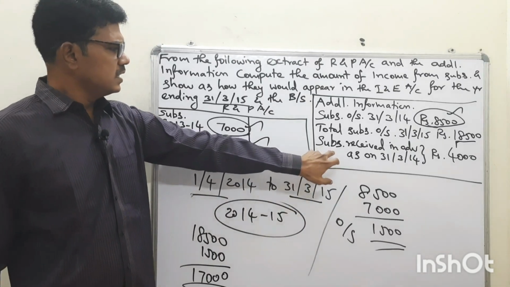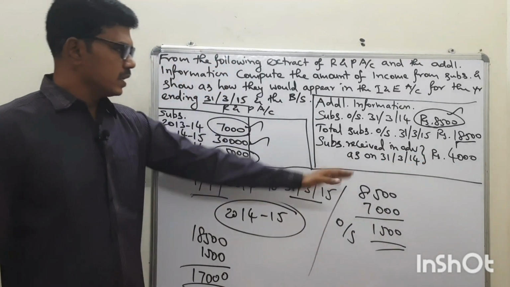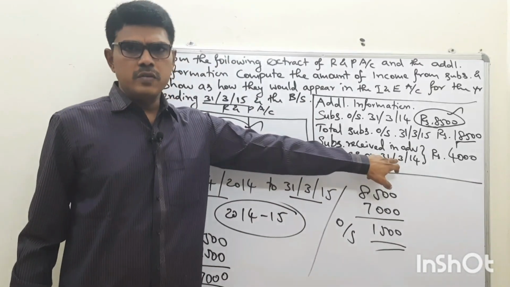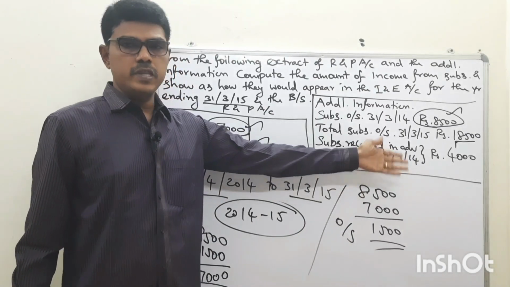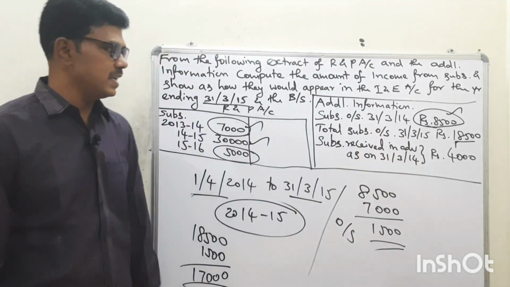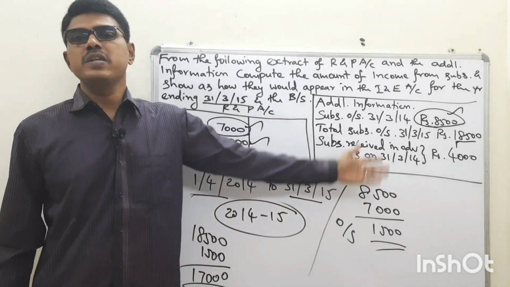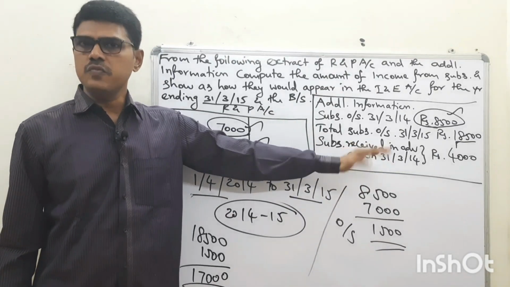17,000. Then subscription received in advance as on 31st March 2014. 31st March 2014 means last year, right? End of last year. Or even sometimes to confuse us, they may give 1/4/2014. Then also we should be clear, right? This amount has been received in the previous financial year itself as advance. So last year advance is for the current year.